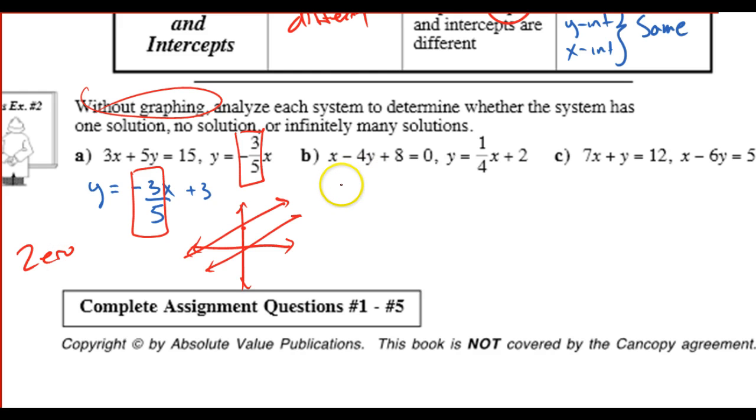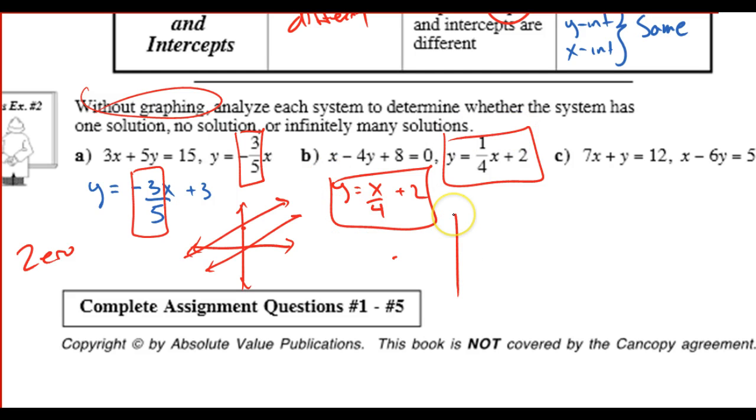Okay, if I rearrange this one, it's going to be y equals x over 4, which is 1x over 4, plus 2, I should say. And look at that. Well, that's exactly the same as that, which means the lines are one and the same. So you're going to have something like that for both lines. So you're going to have an infinite number of solutions. That's the math symbol for infinite.